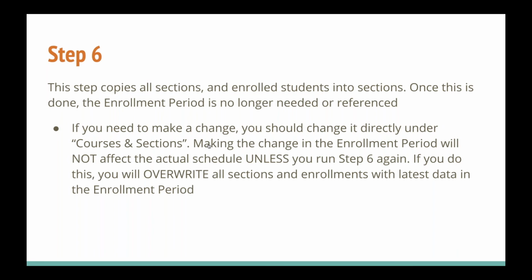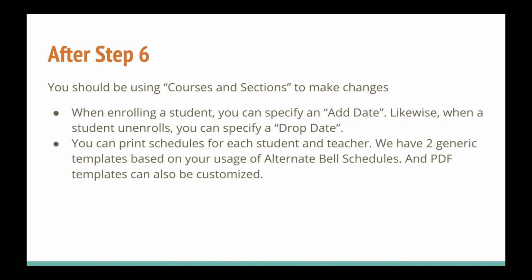And if you do press step 6 again, it overrides all the sections and enrollments that were previously created for that academic term. So after step 6, you should be using courses and sections to make your changes. There is an add date and drop date specified. You can print your schedules from the student record as well.